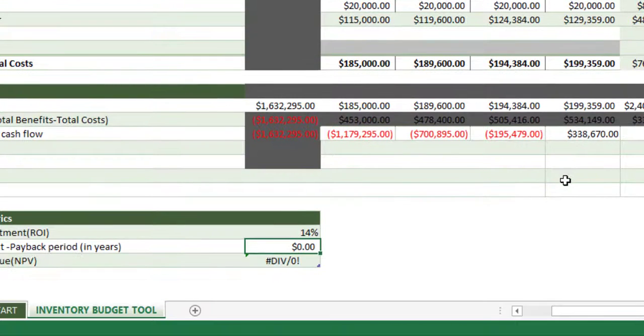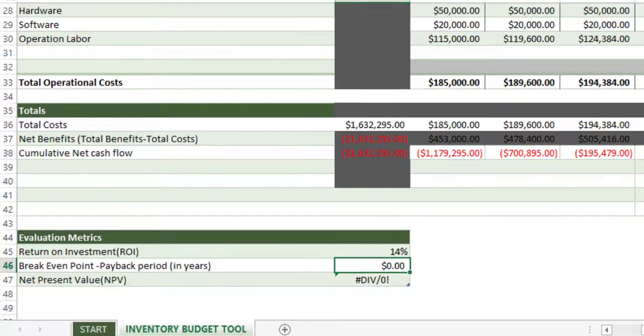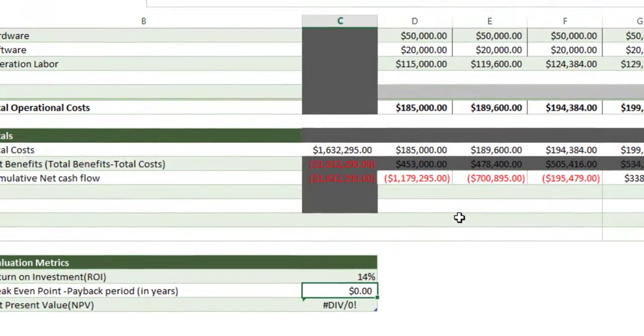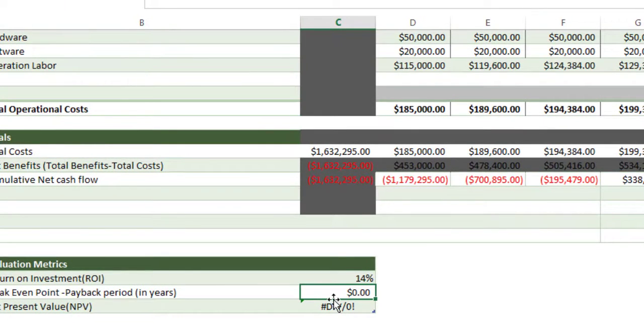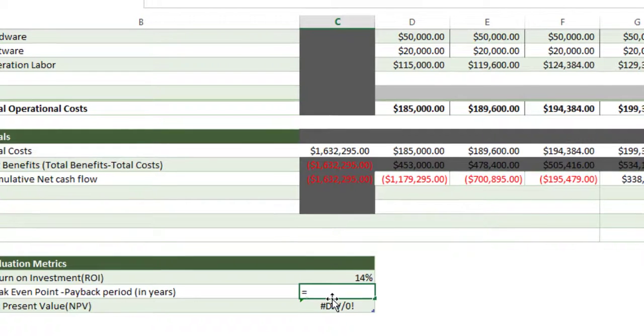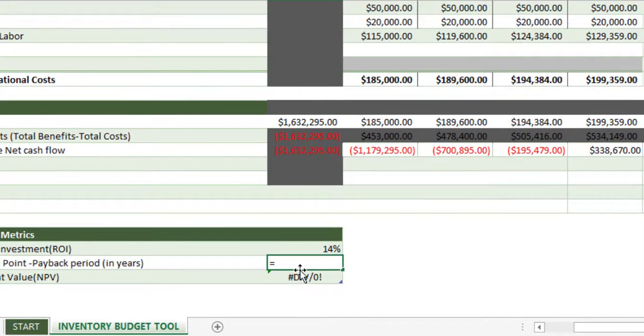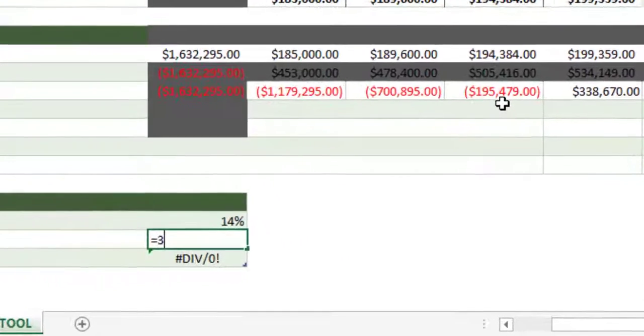So whenever you are computing the break-even point, the first thing you need to check first of all is the number of years for which the cumulative net cash flow was negative. So that's the first thing. So the formula is the number of years that we are operating on the negative cash flow. So in this case, it's 1, 2, 3, which is 3.